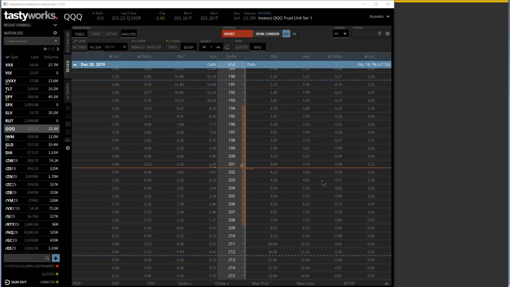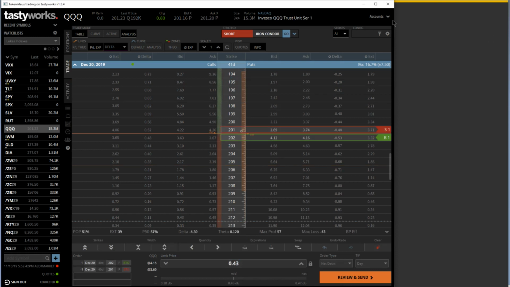So a debit spread, for those who don't know, is comprised of two options, a long option and a short option. The long option is usually the basic thing, right? If you want the stock to go down, you buy a put, or if the stock goes up, you buy a call, right?